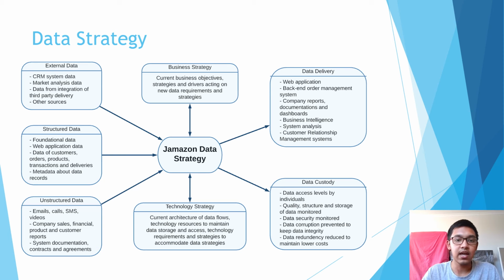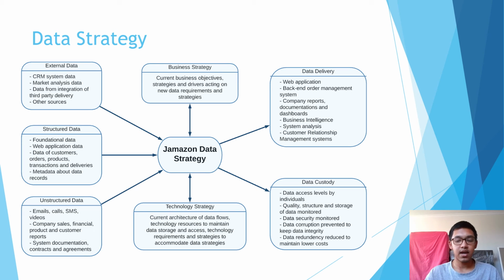In external data, we have data from the CRM system, the market analysis system, and other integrated third-party systems like the delivery management or order management. And we have the structured data, which is the data about our customers, orders, products, transactions, deliveries, and other entities, which all belong to the relational database.